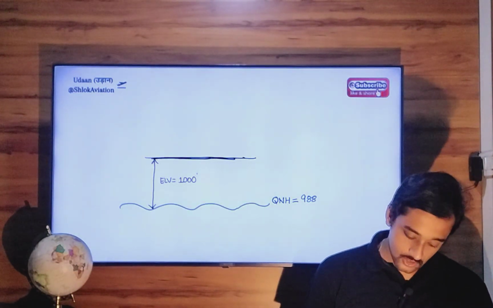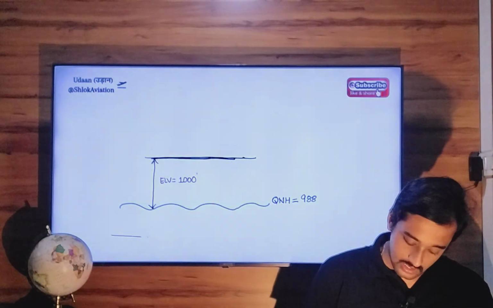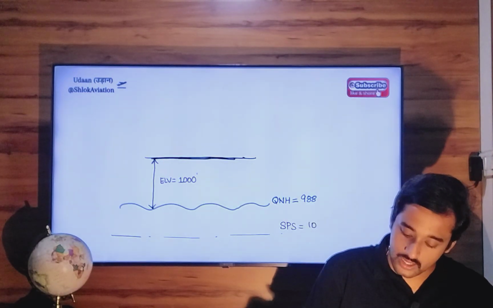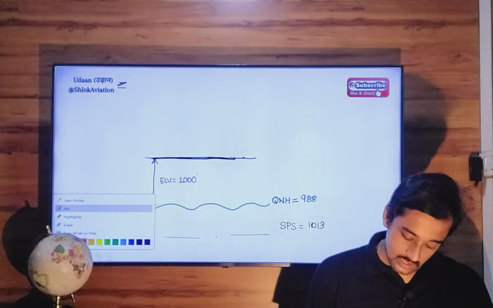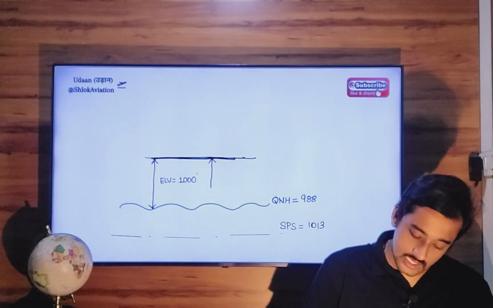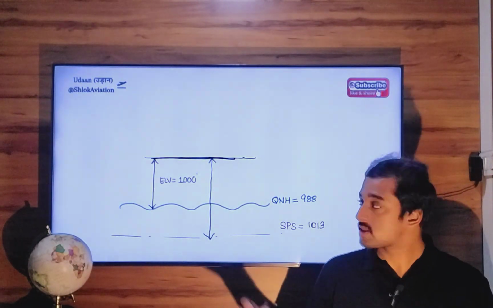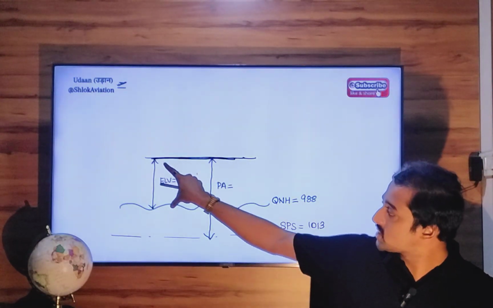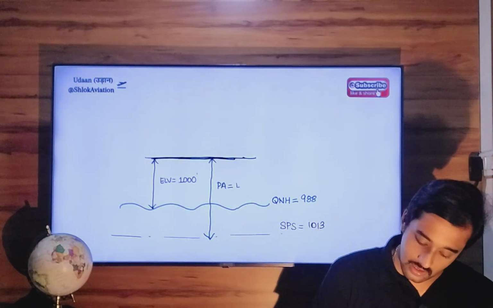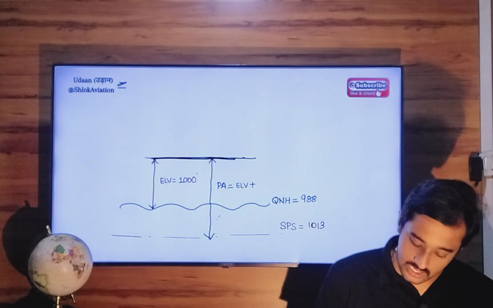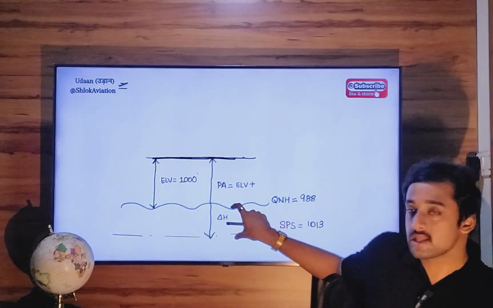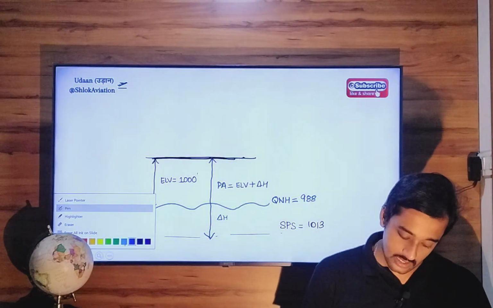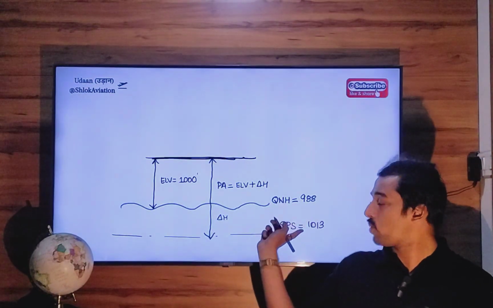Okay. So let's say this is your standard pressure setting datum 1013. Now pressure altitude is to be measured from this datum 1013. Now this pressure altitude is nothing but your elevation, plus the height between these two pressure levels. Correct? Now we know the difference between these two pressure levels, 1013 and 988.